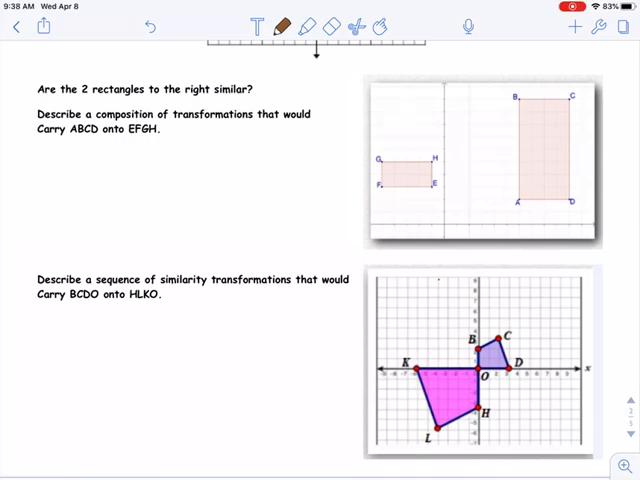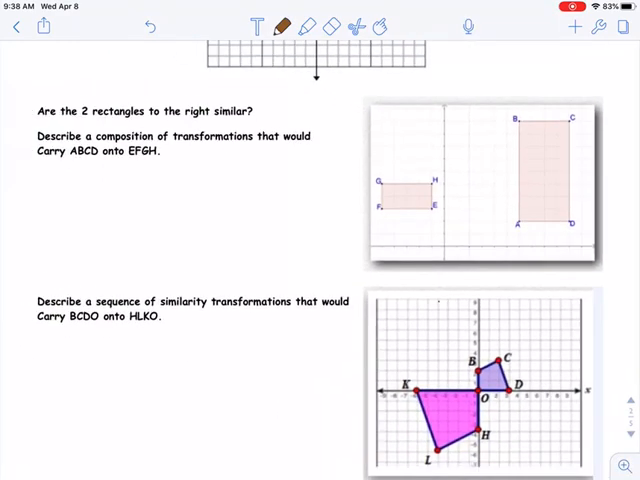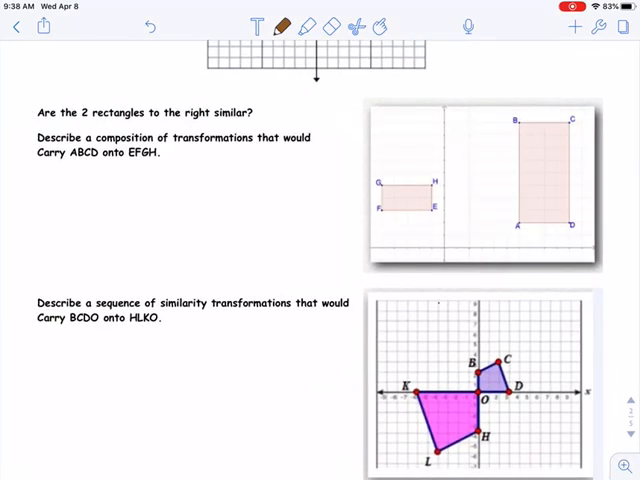Okay, so we just did a composition of transformations. We just performed one ourselves. Now we're gonna identify the composition. So we're given the final and the original. We have to say what happened. All right, so what happened to get from A, B, C, D to E, F, G?